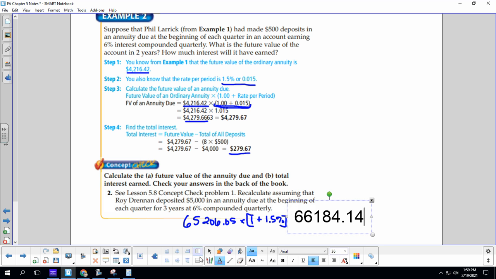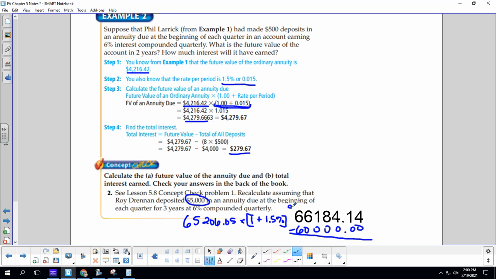To figure out how much interest, we're going to subtract out 12 payments of $5,000, which we remember is, oh, the number's getting all crazy, $60,000. So this is A, our future value, and B, our interest is $6,184.14.